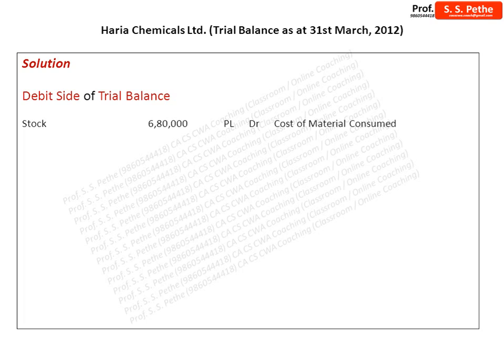First we will see the debit side. Let's see the stock. Stock is given in the trial balance, that is 6,80,000. Where will it go? It is the opening stock, because it is mentioned in the trial balance on the debit side. The opening stock will go to the debit side of the profit and loss account, under the item head cost of material consumed.